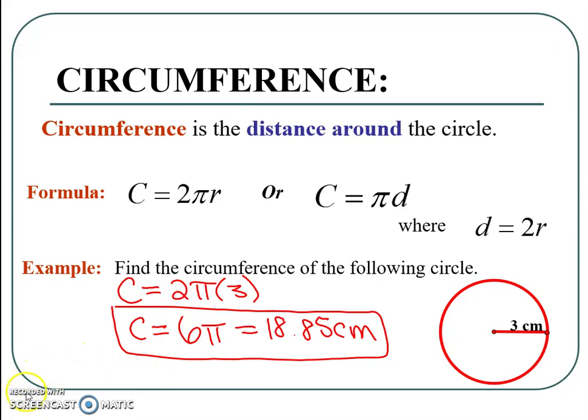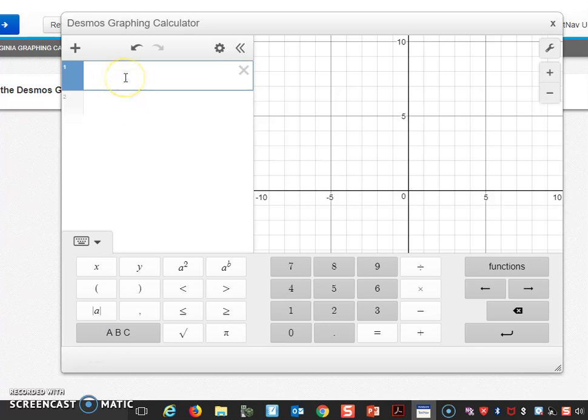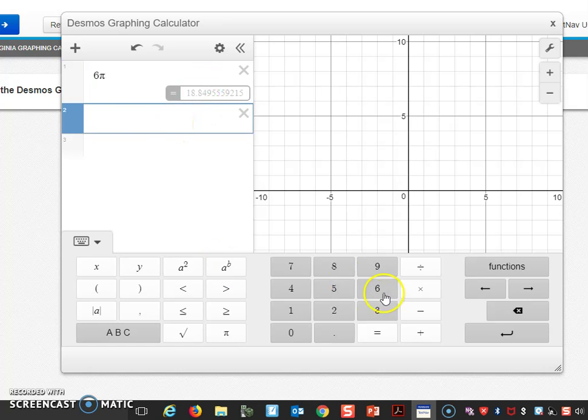Let me show you that on Desmos calculator. Here is the Desmos calculator. When you do 6 times pi, just press 6, and there's a pi sign here. Press that, and it gives you a decimal irrational number. So just round. We round it to hundredths place, which is 18.85.